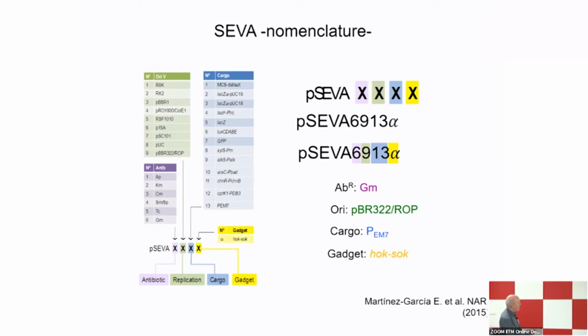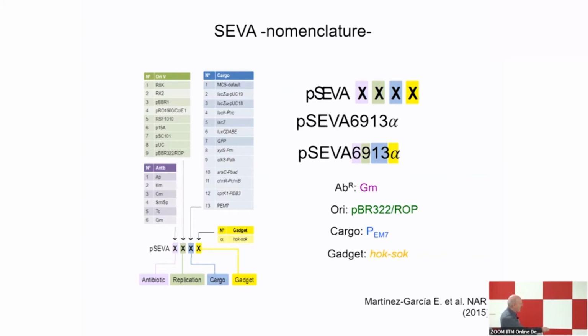Well, you have a collection of origins of replication, you have a collection of cargos, you have a collection of antibiotic resistances. So you have, for instance, a plasmid that is called PSEBA 6913 alpha. That means that you have number 6 original replication, that you have number 9 a cargo, that you have 13. Wait a minute. So that you have in this first position, that is antibiotic resistance, you have gentamicin.